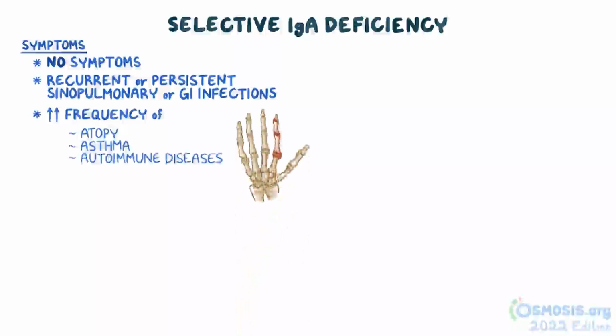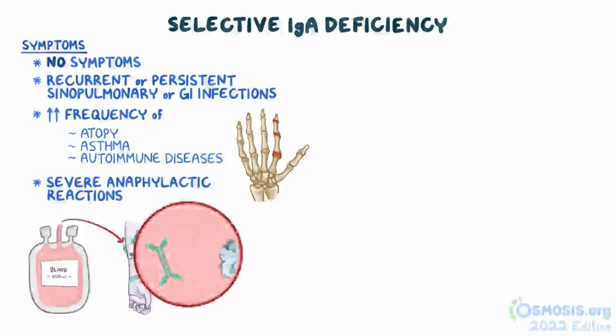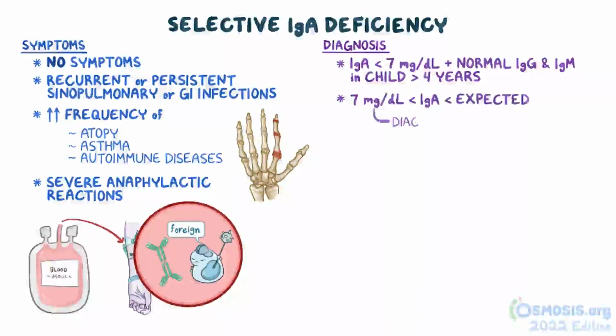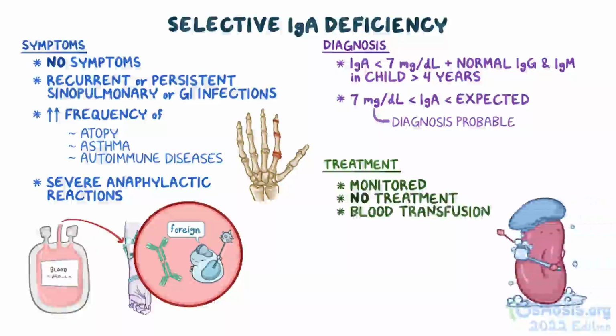Finally, some individuals develop severe anaphylactic reactions when they're transfused with blood containing IgA, because the IgA is treated like a foreign antigen. Diagnosis is based on an IgA level below 7 mg per deciliter, with normal IgG and IgM in a child older than 4 years. A level above 7 mg per deciliter, but below what's expected for a given age, makes the diagnosis probable. Children should be monitored over time to see if IgA levels normalize. There's no effective treatment for selective IgA deficiency, but if a blood transfusion is needed, then washed erythrocytes should be used if possible.